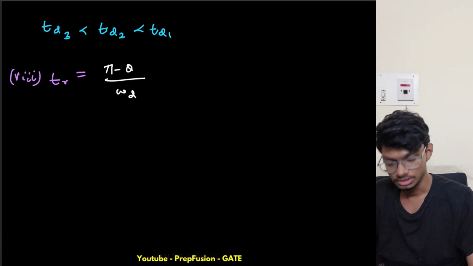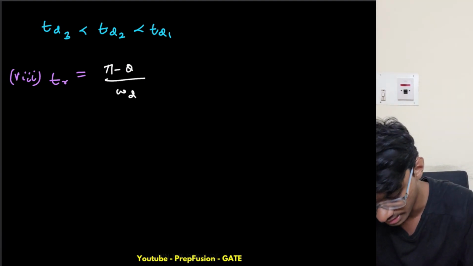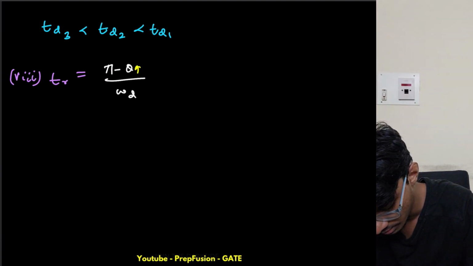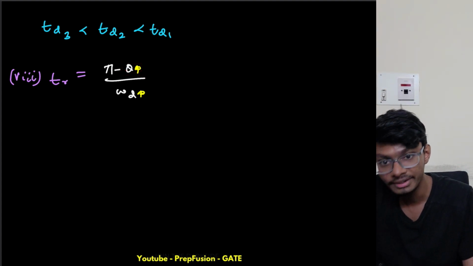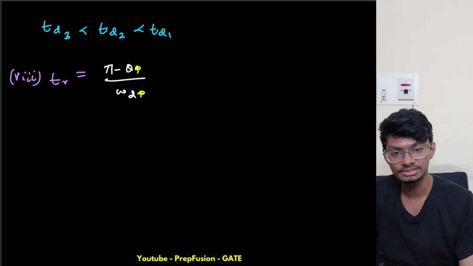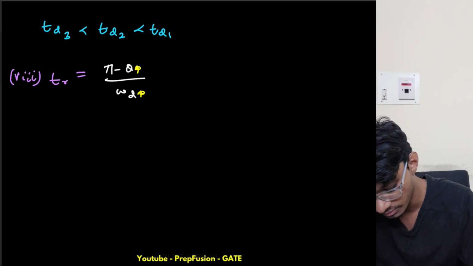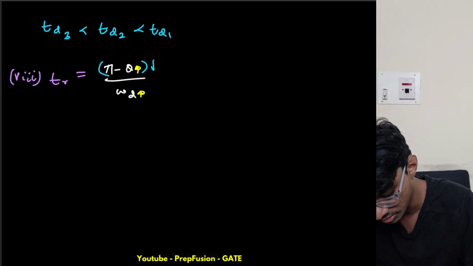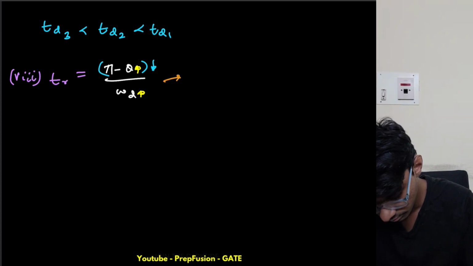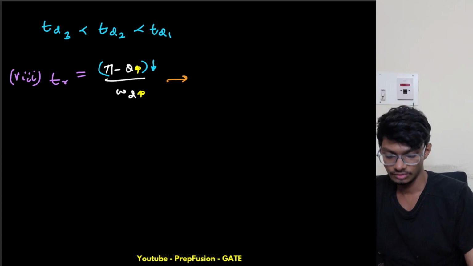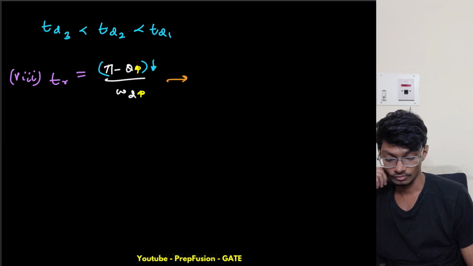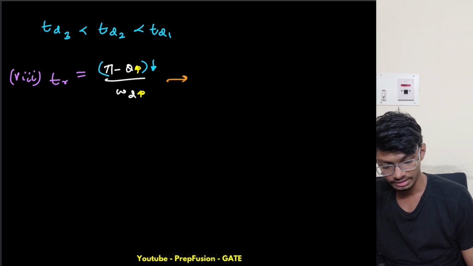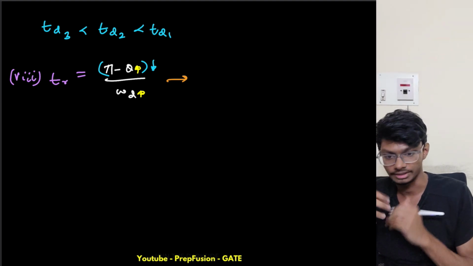So how will you find? What is the main thing here? Theta is increasing, omega d is also increasing. But if theta is increasing, pi minus theta will reduce, so this whole numerator will reduce. And omega d is increasing, so again rise time will also reduce.